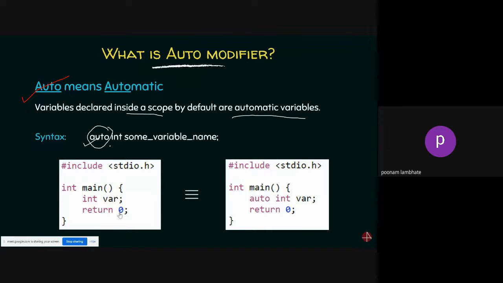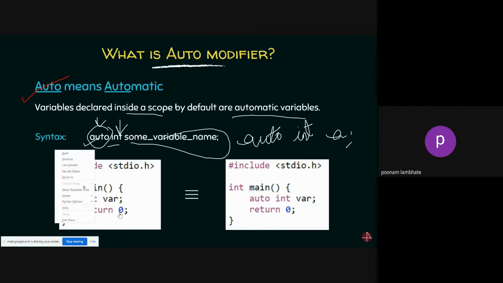Auto int: auto is the keyword, int is the data type, and then you can write some variable name. For example, you can write auto int or float or char, whatever, and then a variable name, suppose a. Okay, so a is an auto variable. Auto variable is nothing but a local variable. So see the examples now.